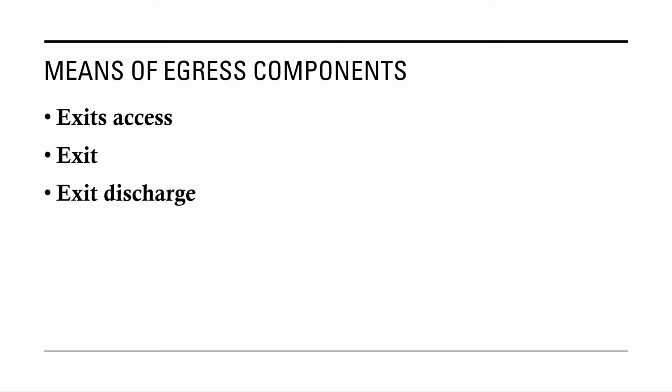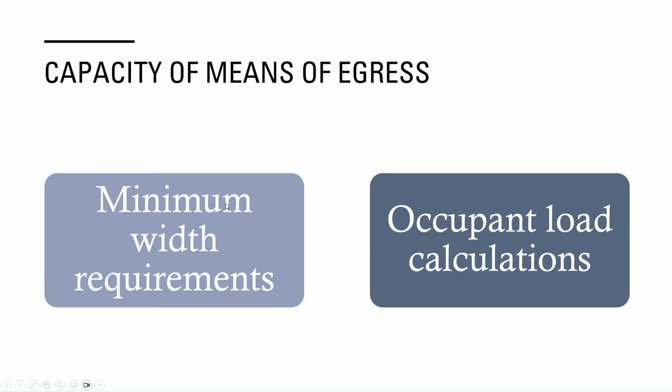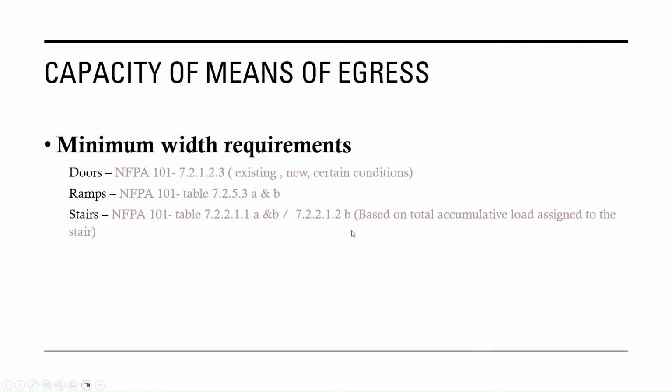For example, stairs typically require more width per person than level components because movement on stairs is slower during the evacuation. On the other hand, the capacity of means of egress should be based on the minimum widths as per NFPA or the occupant load calculation, whichever is greater. The minimum widths mentioned in Chapter 7 are for stairs and other egress components like doors, ramps, and exit access corridors.